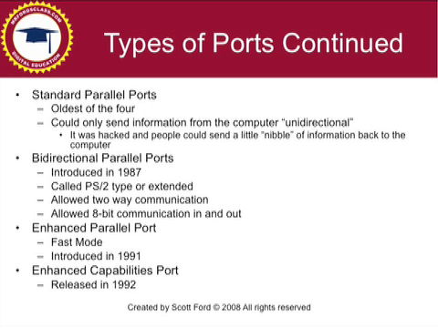Then we have the bidirectional parallel port. This was the second generation of the parallel printer port. What this would allow is actually two-way communication. In the case that maybe your printer ran out of paper, it would give you a notice. Or if you ran out of ink, it would give you a notice. It would give you some sort of notice that the job is done. The enhanced parallel port was kind of like the bidirectional, except it was faster. And the enhanced capabilities port was even faster than the other 3.